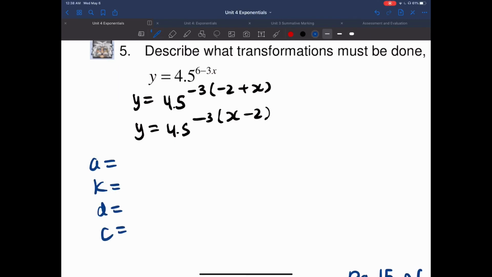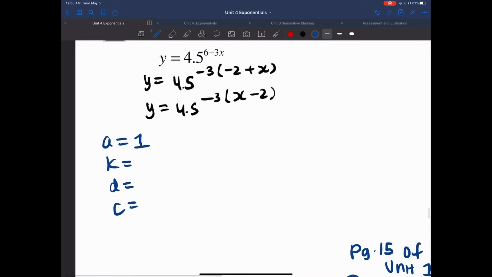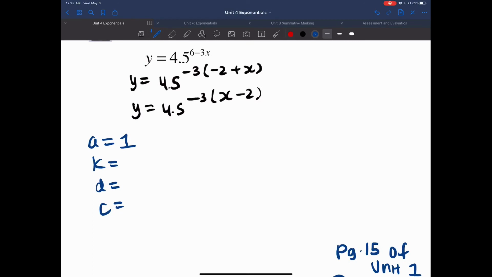So my A value is just going to be a 1. There's nothing being done to it. That's like no vertical stretch. And then for my K, I'm seeing there's a negative 3. So this is the horizontal compression, and remember that is what the x is being multiplied by, and that is my k value.